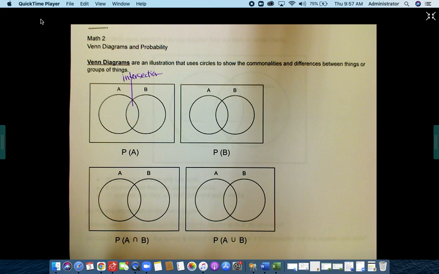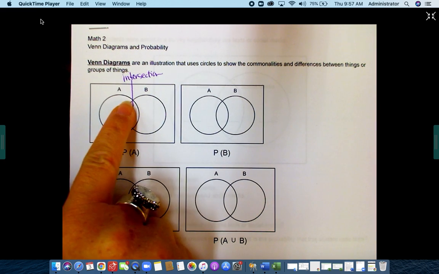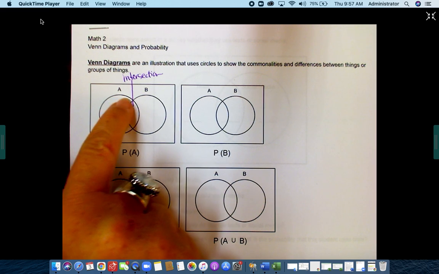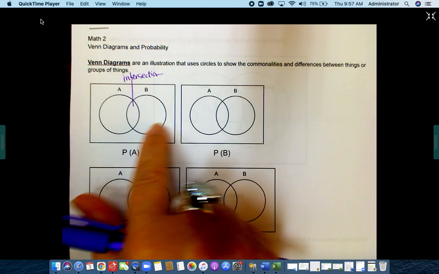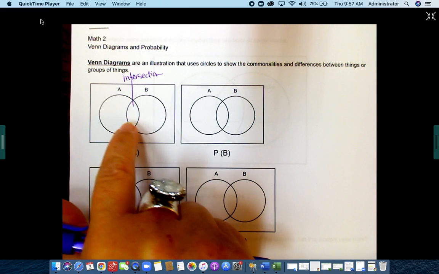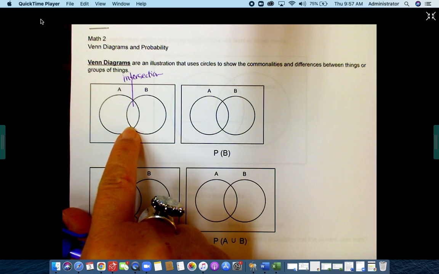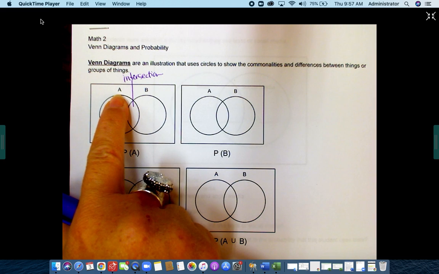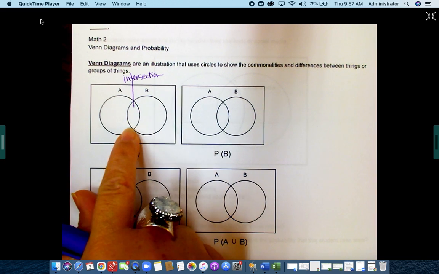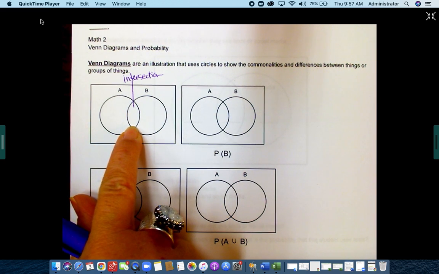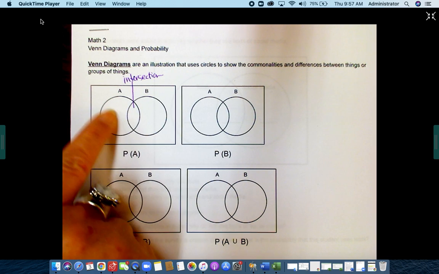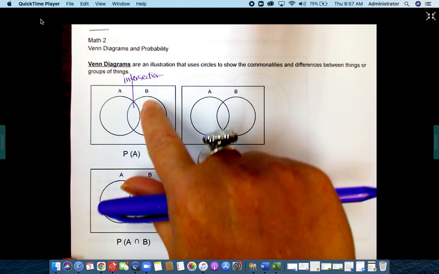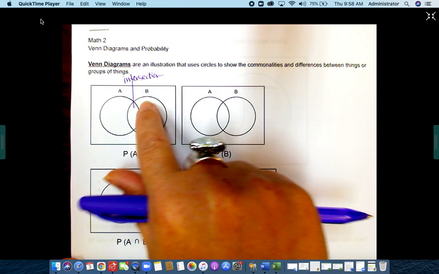Other things to understand is that within circle A, but not including the intersection, this would be A only, and over here would be B only. Here in the middle would be A and B. So let's say I'm collecting data on students that like apples and students that like bananas. In the middle would represent students that like apples and bananas. In the apple circle, but not in the intersection, would be apples only. And over here, this would be people who like bananas only.